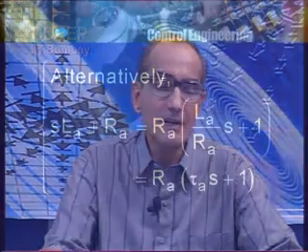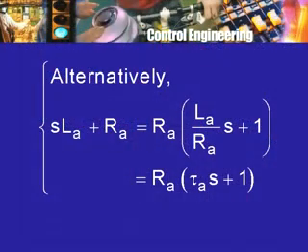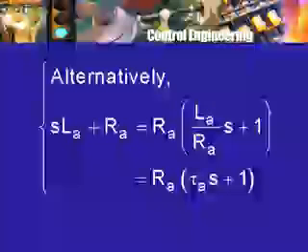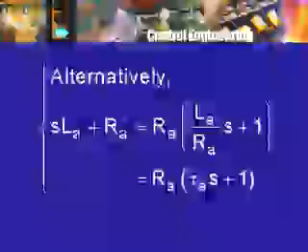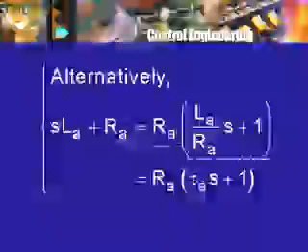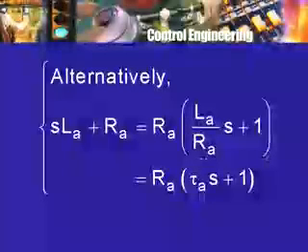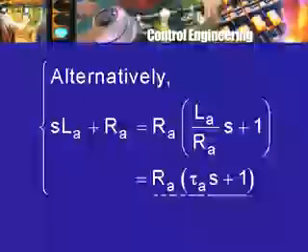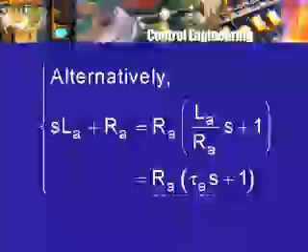There is another way in which this same expression can be written, and that is SLA plus RA equal to, instead of pulling out LA as a factor, I will pull out RA as a factor. So, if I do that, I will write this as RA into what? LA divided by RA into S plus 1, and therefore it is RA into tau A S plus 1.